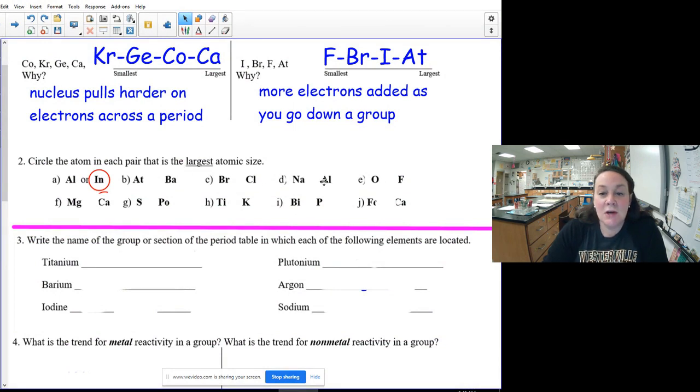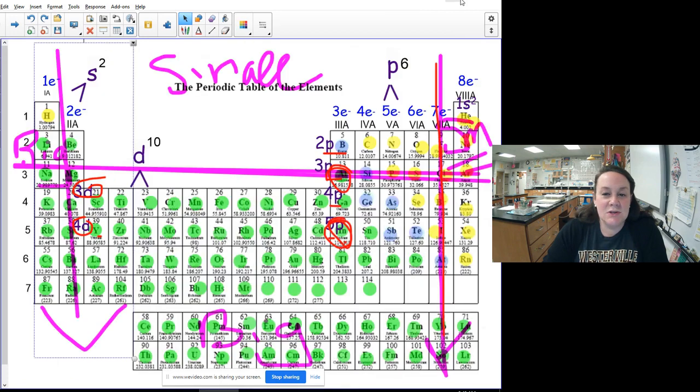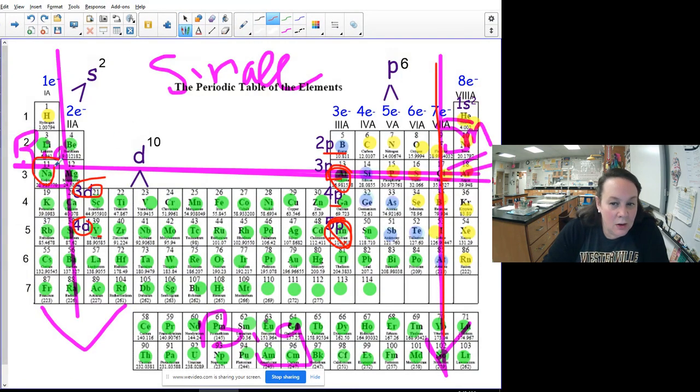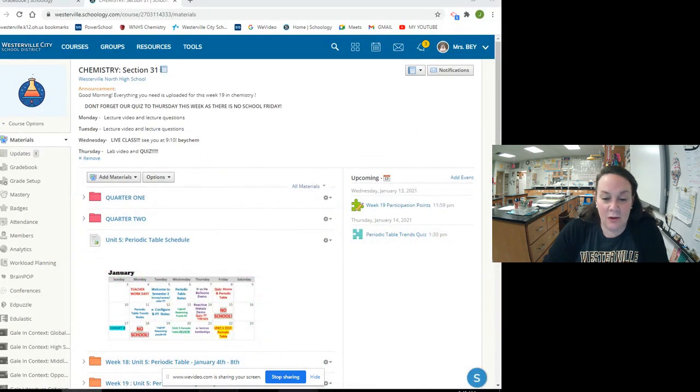Let's see. Sodium and aluminum. I'm going to do D. Sodium and aluminum. Sodium is here. Aluminum is over here. Which one is bigger? Remember, they get smaller as you go across. So sodium is going to be larger on that one.